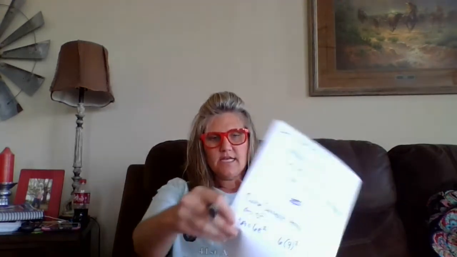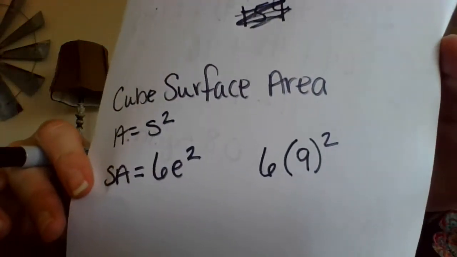And then you find your surface area is SA equals 6E to the second power. Your E is for your edge, okay? Your 6 is because there are 6 faces, okay? So, for instance, in your example, they're saying your edges are all 9 inches. So what you're going to do is 6 times 9 squared.